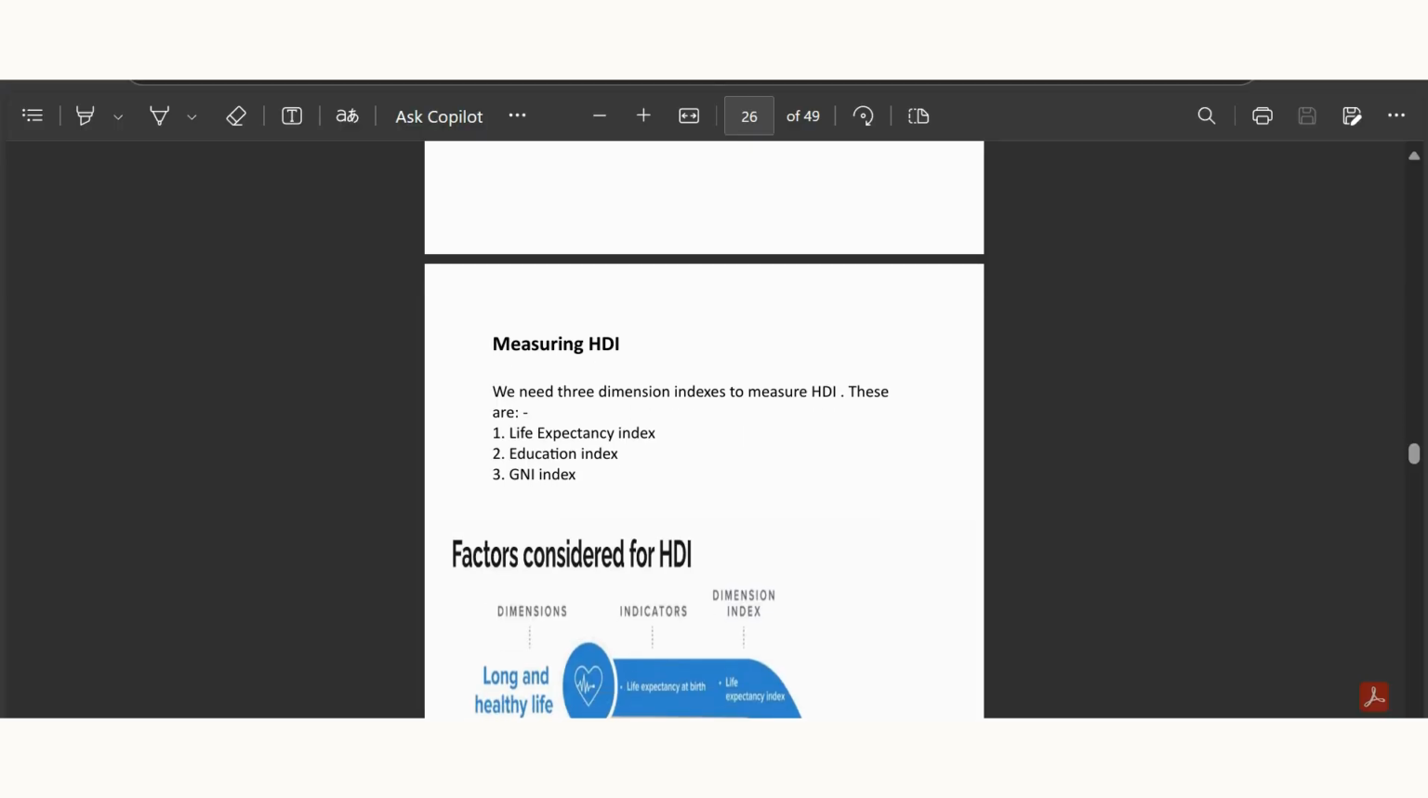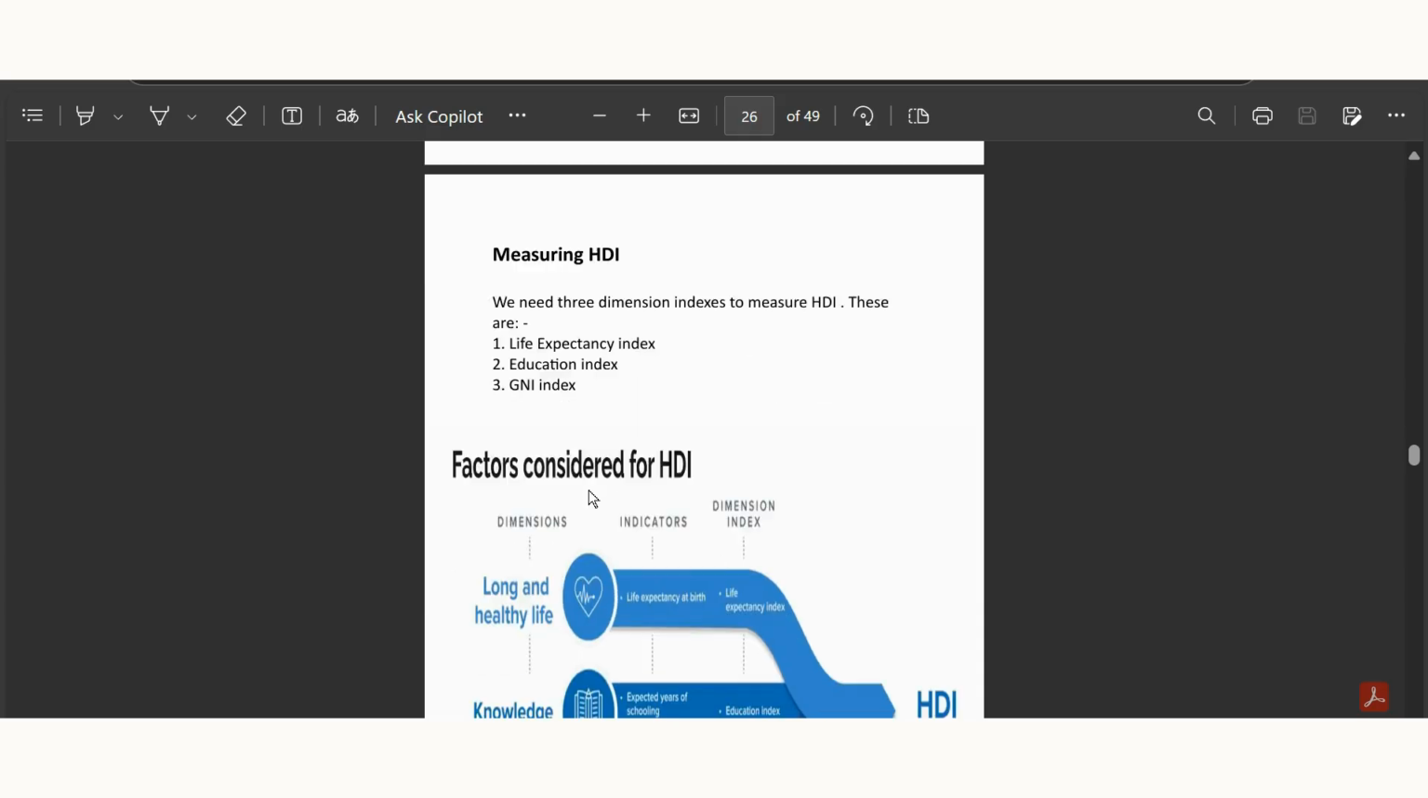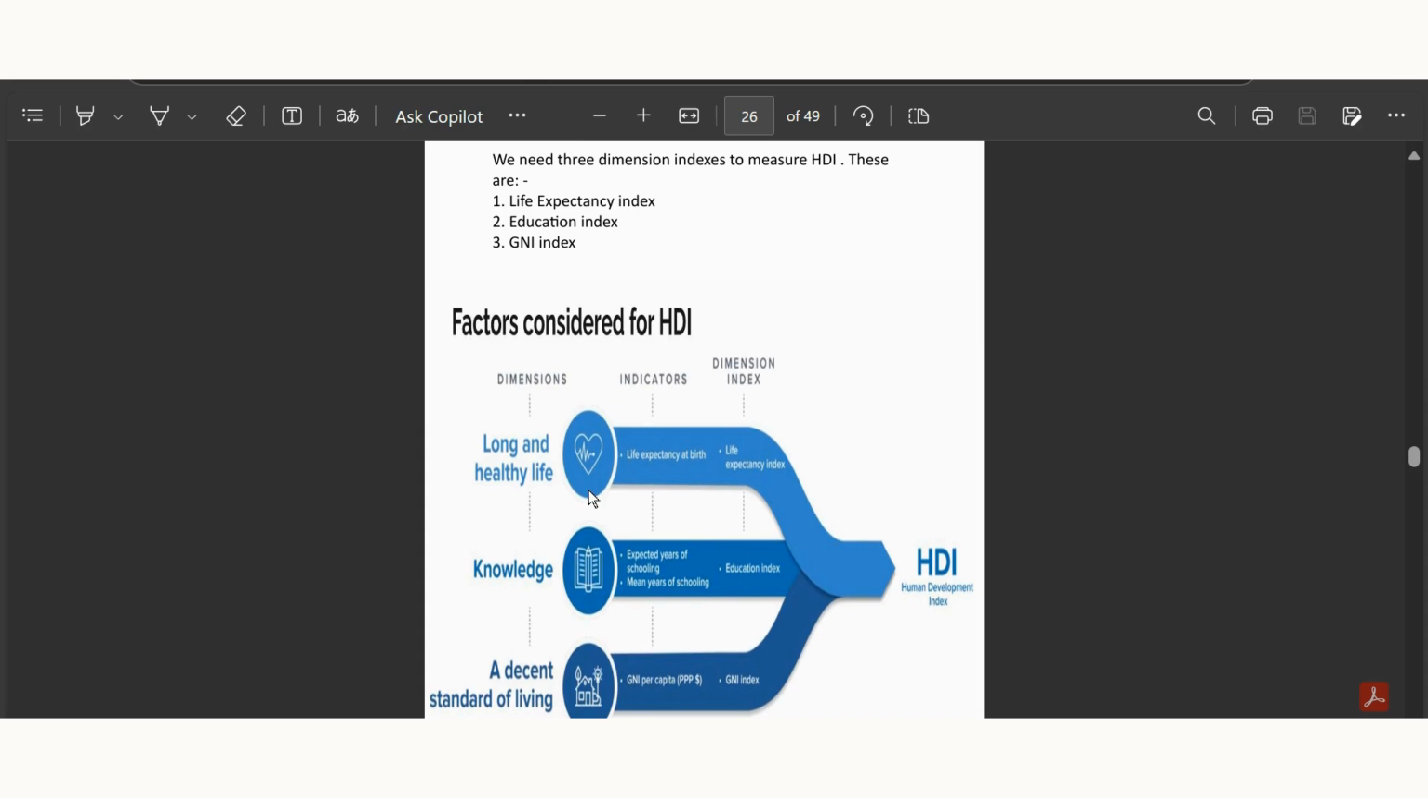We need three dimension indexes to measure HDI. These are life expectancy index, education index, and GNI index. Now factors considered for HDI.